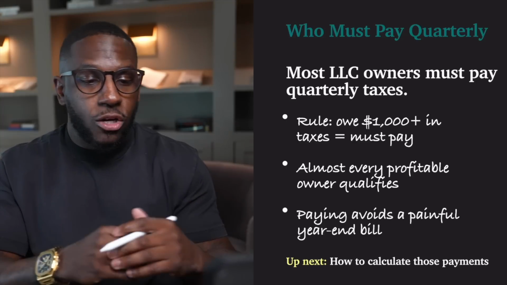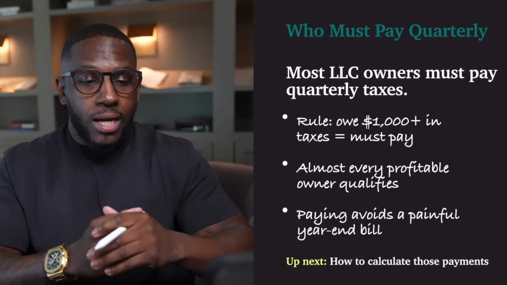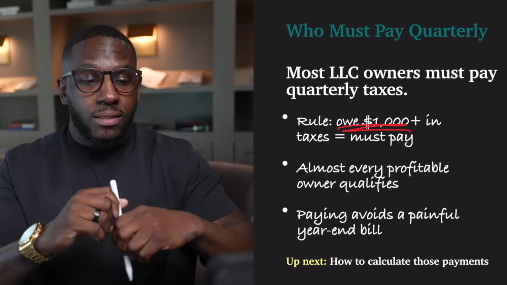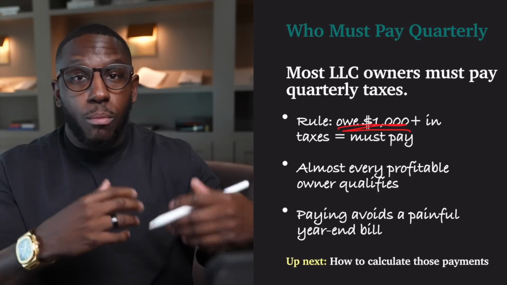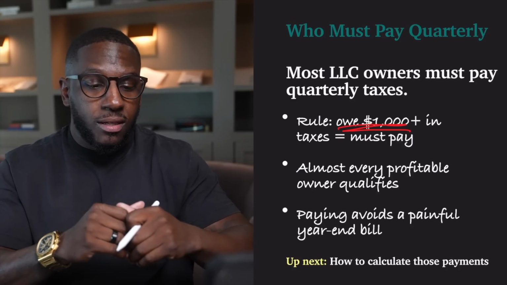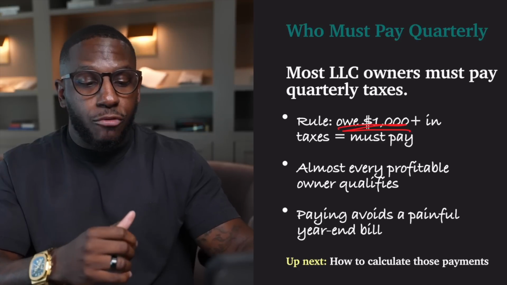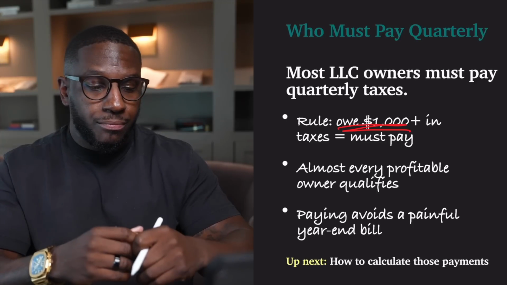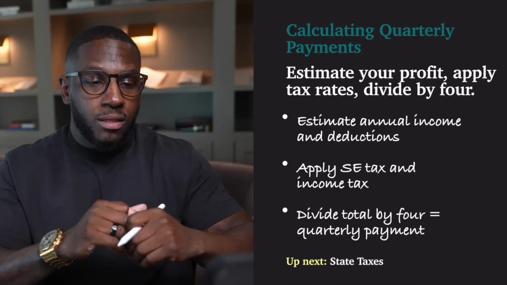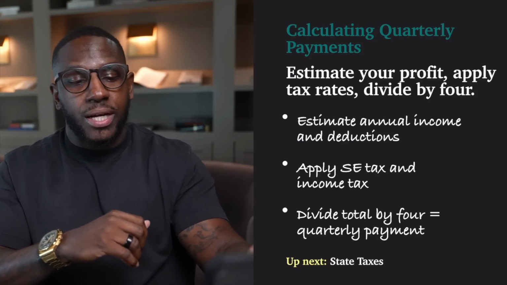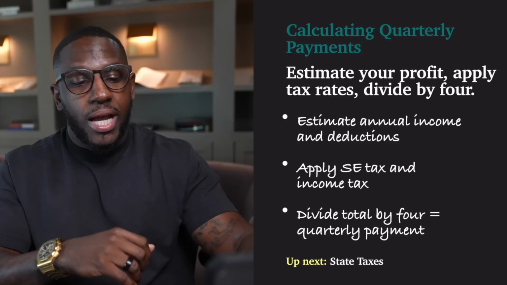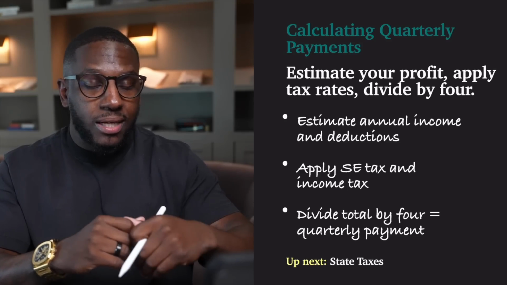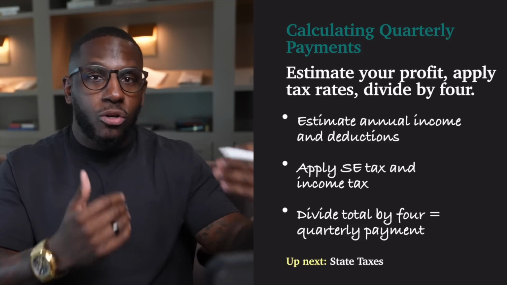So once again, most LLC owners must pay quarterly taxes. And the rule there is that if you owe more than $1,000 in taxes, well, then you got to pay. Almost every profitable owner qualifies, as I mentioned, and paying avoids a painful year-end bill. Once again, you have penalties and interest. So how do you calculate those payments? Well, you estimate your profit, apply a tax rate, and divide by 4. So you estimate annual income and deductions. You apply self-employment tax and income tax, and then you divide that total by 4 quarterly payments.